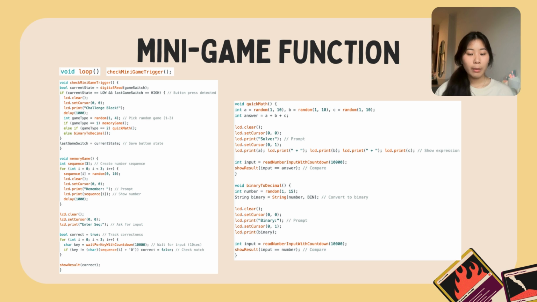Then the quick math function generates a simple math problem like adding 3 numbers and then checks the user's answer. And the last one is binary to decimal, which displays a binary number and expects the correct decimal input. All user inputs are time limited using functions like the wait for key with countdown function and the read number input with countdown function. Also, the results are shown in the show result function.